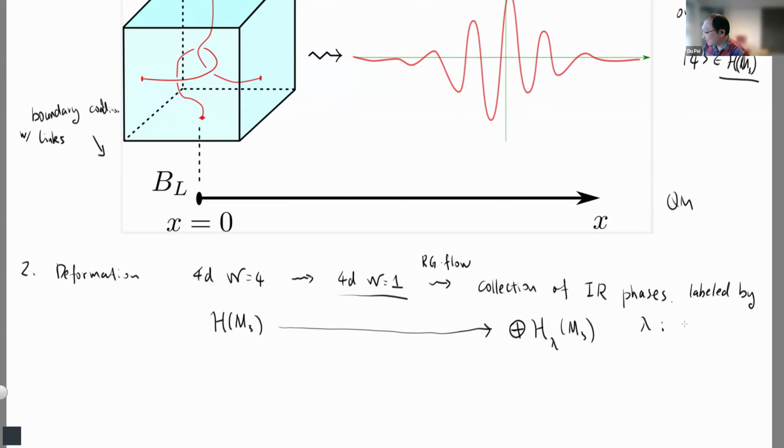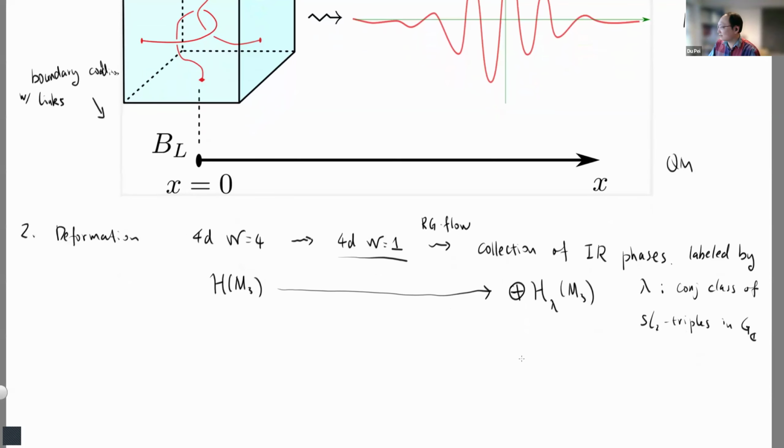So this is a conjugacy class of SL2 triples in G, well, rather its complexification. And this is the same as nilpotent orbits in G, the algebra.